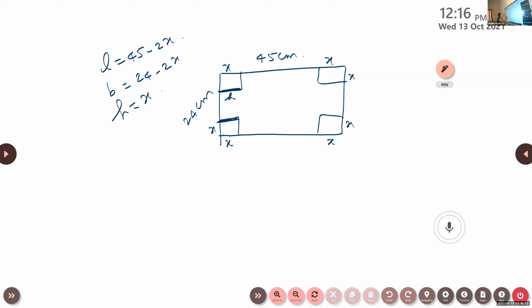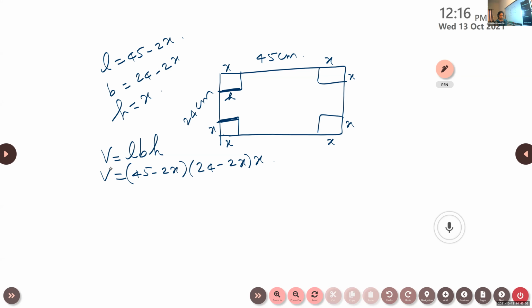What is the formula for volume? For a cuboidal box, volume is L into B into H. So it is 45 minus 2x into 24 minus 2x into x. Volume is L into B into H. Now, what is asked? Look at the next part.